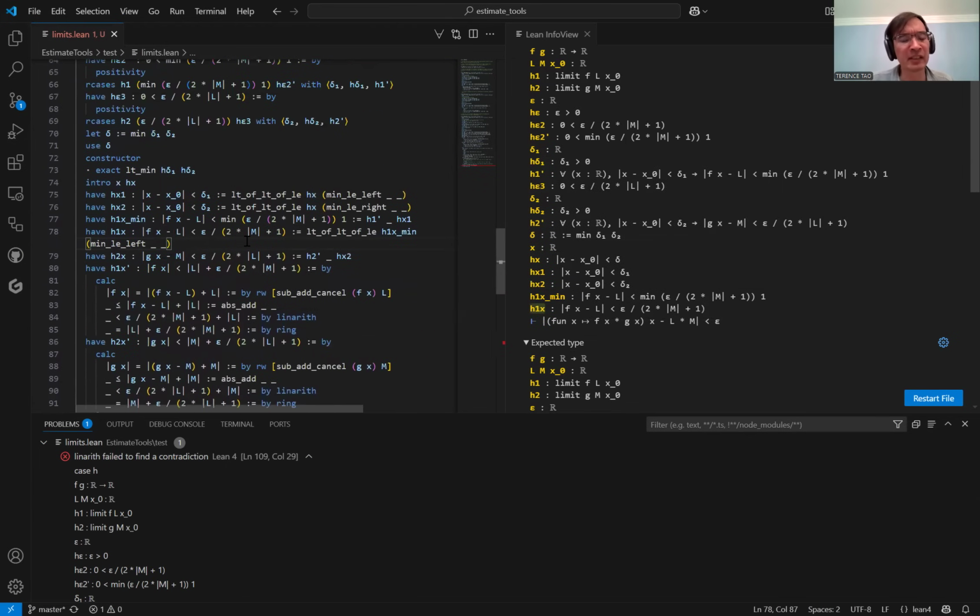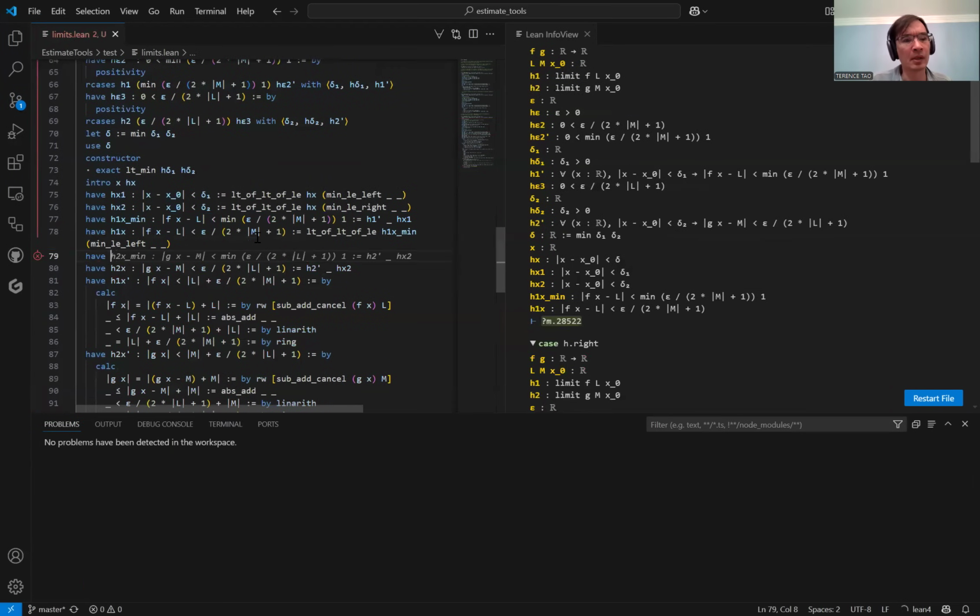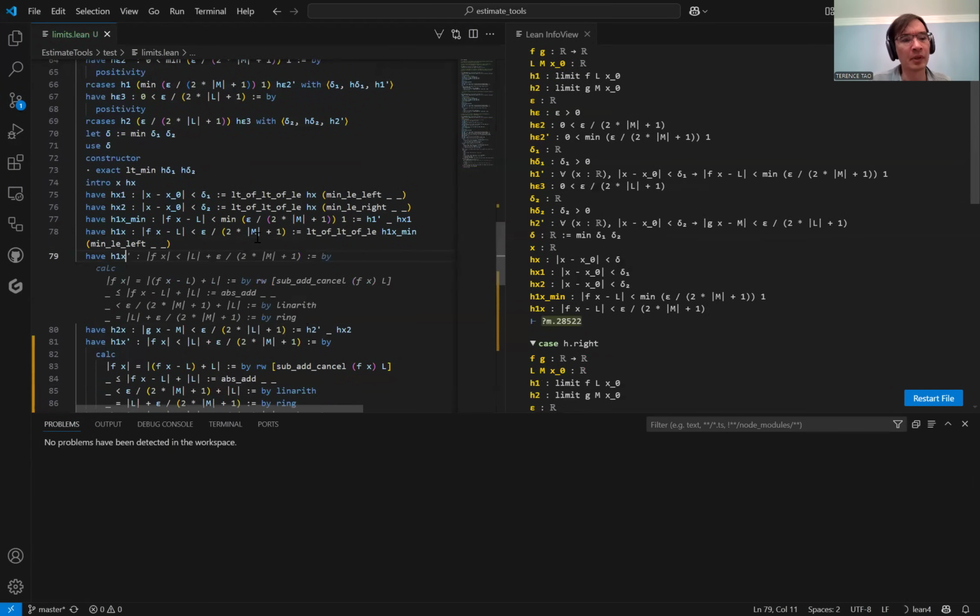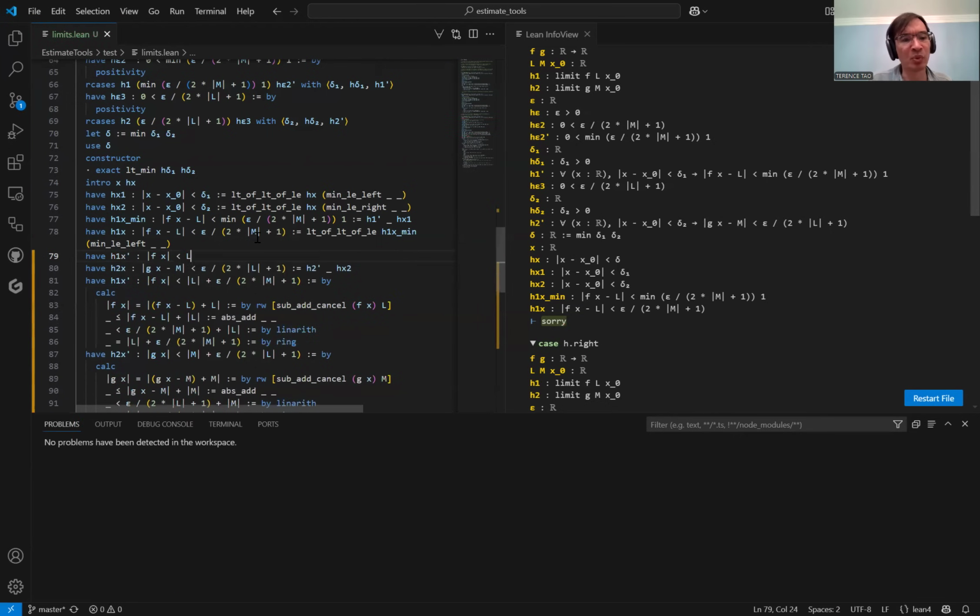Okay, the whole reason I did this though is because I get another bound. I want to also say that f of x is bounded by L plus 1.